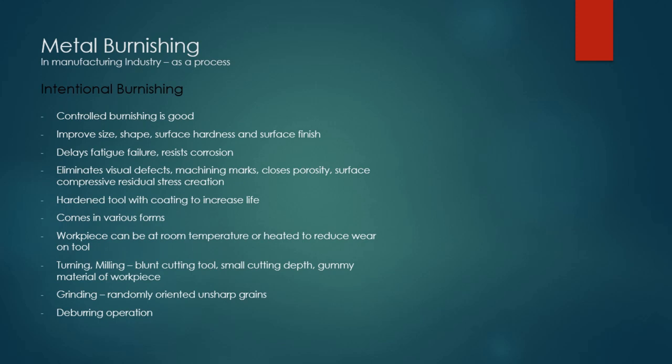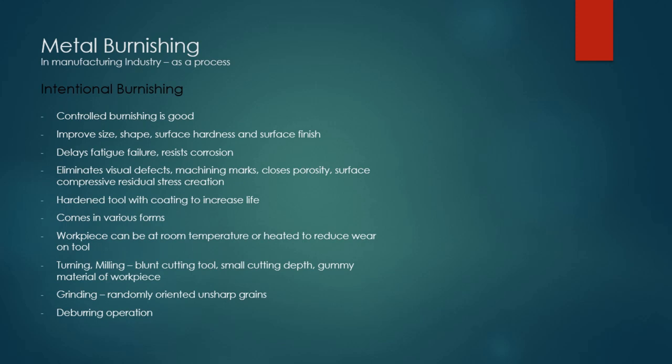Burnishing processes are used in manufacturing to improve the size, shape, surface finish or surface hardness of the workpieces. It is basically a forming operation on a smaller scale. To put it in simple words, the benefits of burnishing often include delaying fatigue failure, preventing corrosion, elimination of visual defects, closing porosity defects, and creating surface compressive residual stresses. These are all benefits that we get when burnishing is carried out in a controlled manner.